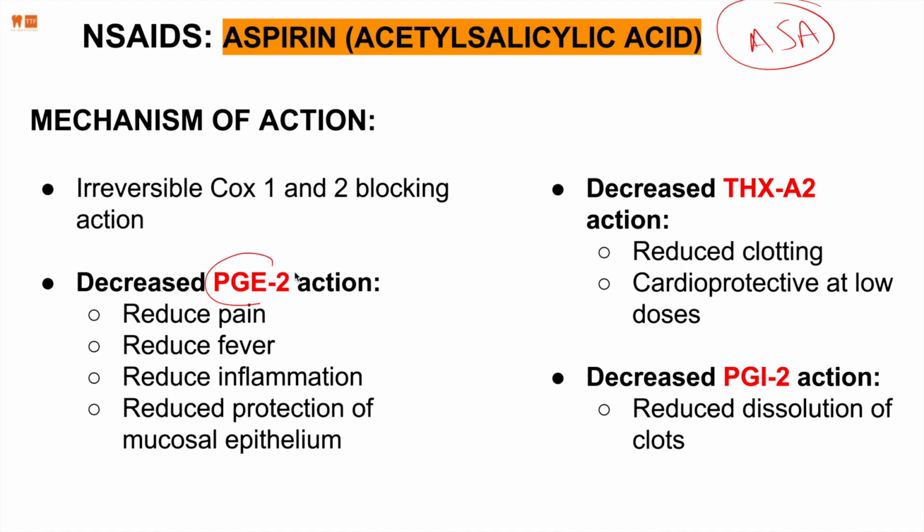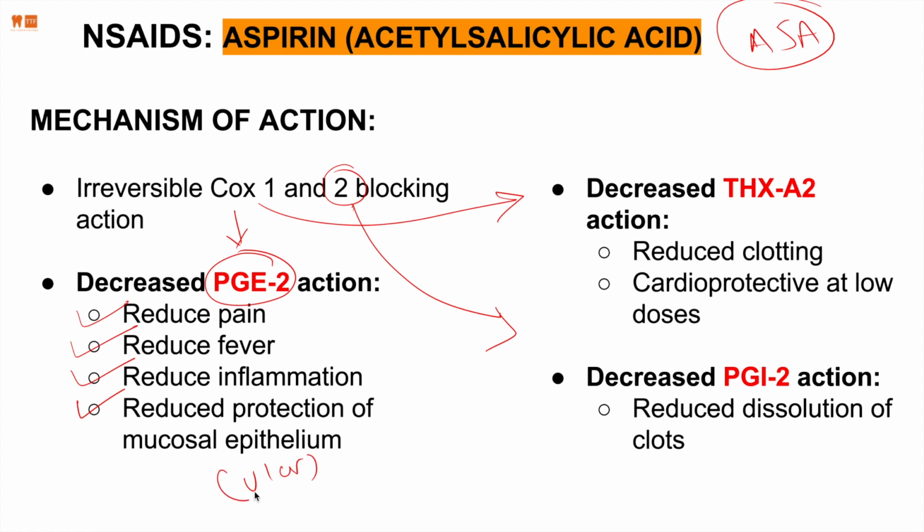It also decreases PGE2 because of COX-1, and thromboxane A2. It then also decreases prostacyclin due to COX-2. When the decrease in PGE2 action occurs, it reduces pain, fever, and inflammation, and reduces the protection of the mucosal epithelium, causing ulcers. When it decreases thromboxane A2, it reduces clotting, therefore somewhat cardioprotective at low doses. It decreases PGI2, which is prostacyclin action, that reduces the dissolution of clots. That's the mechanism of aspirin.